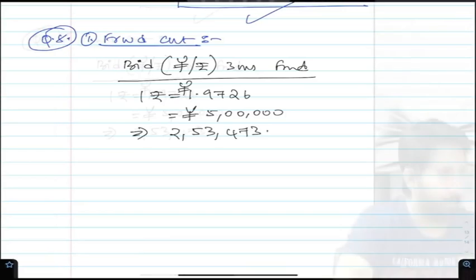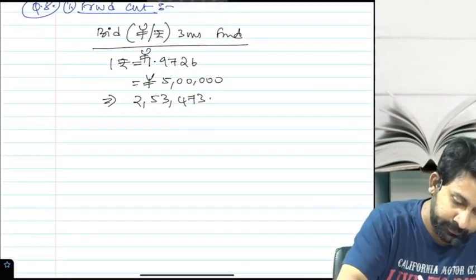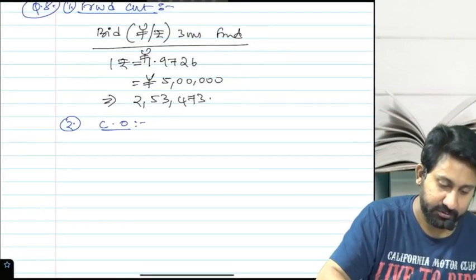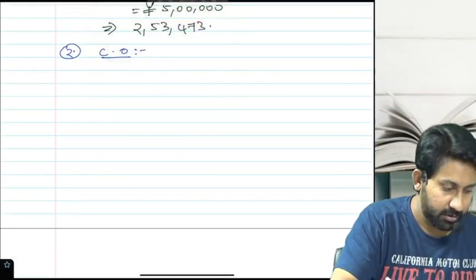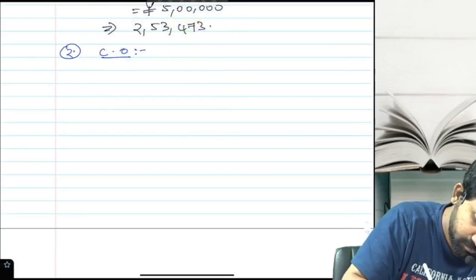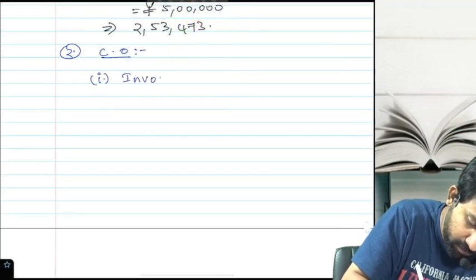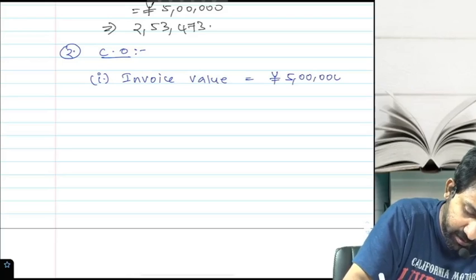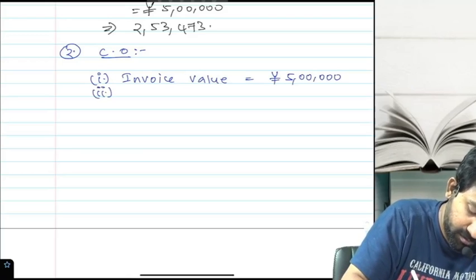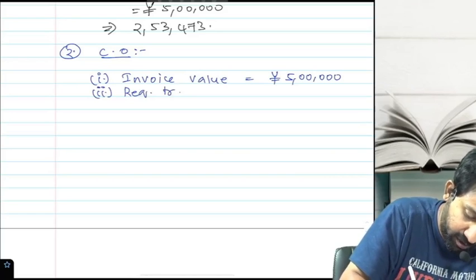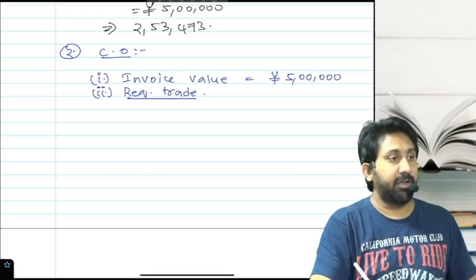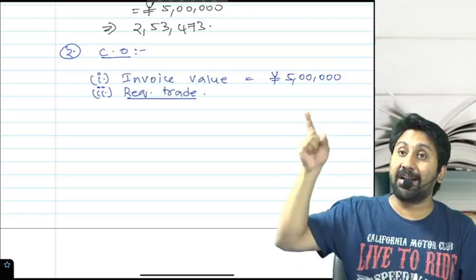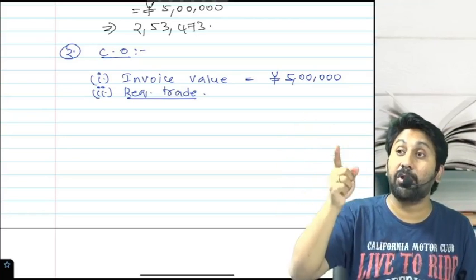Okay, next. Second, currency options. First, same thing, write down one by one. Invoice value: yens 5 lakh. Next, required trade. Tell me, we need to pay in yens, which means we need a guaranteed buying price for yen. Means we need to enter into a yen call option.